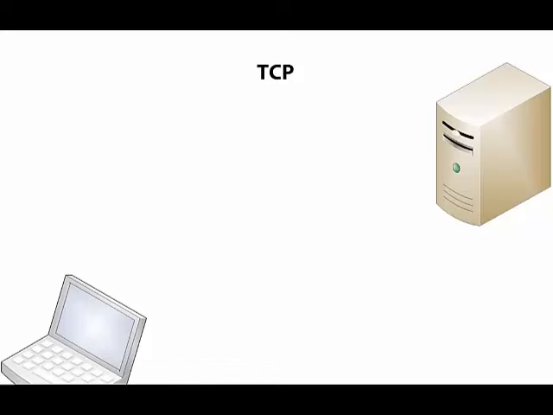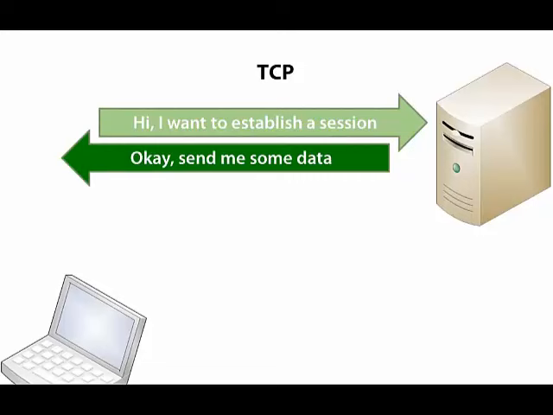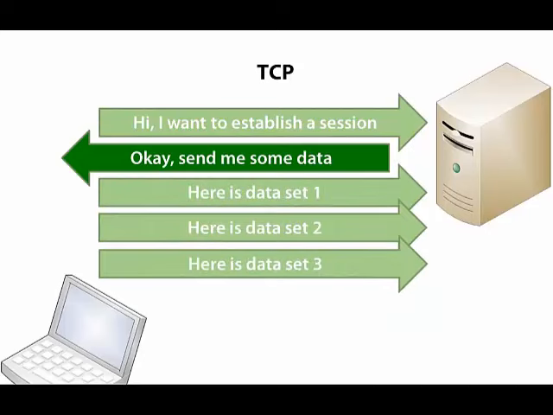So the sending computer is going to establish a session with the receiving side. The receiving side is going to establish that session and say, okay, I'm ready, send me some data. So the sending computer is going to send several data sets. In this example, it sends dataset 1, dataset 2, and dataset 3. Let's say dataset 2 goes missing. For whatever reason, somewhere along the way, it just disappeared, which happens. It's a real life scenario on the internet.